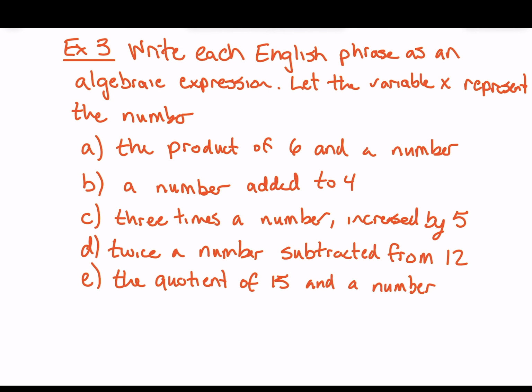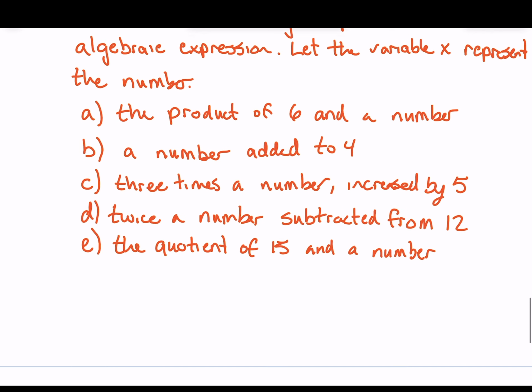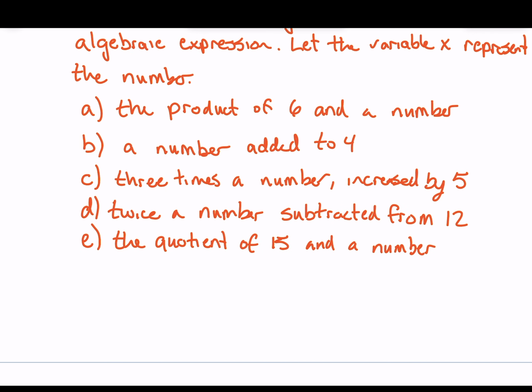In this example, we want to write each English phrase as an algebraic expression, and we want to let the variable x represent the number. So in part A, we want to find in an algebraic expression the product of 6 and a number. Well, we have 6 times our number x, and that's all we need to do for this one. For part B, we have a number added to 4. So that we have 4, and then we add that number x, so we get 4 plus x.